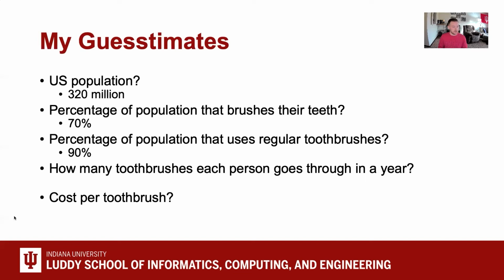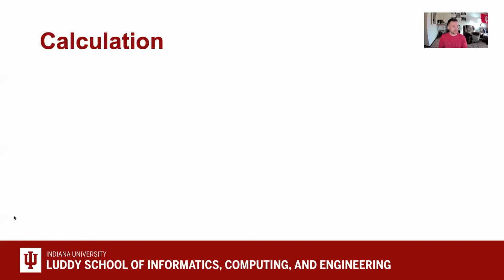So how many toothbrushes does each person go through in a year? I guess one about every 3 to 4 months, give or take. So I guess about 3, just keep it easy. Cost per toothbrush, I put $4. Maybe that's a little high, maybe that's a little low. They all kind of vary. So I just went with what I think the average is.